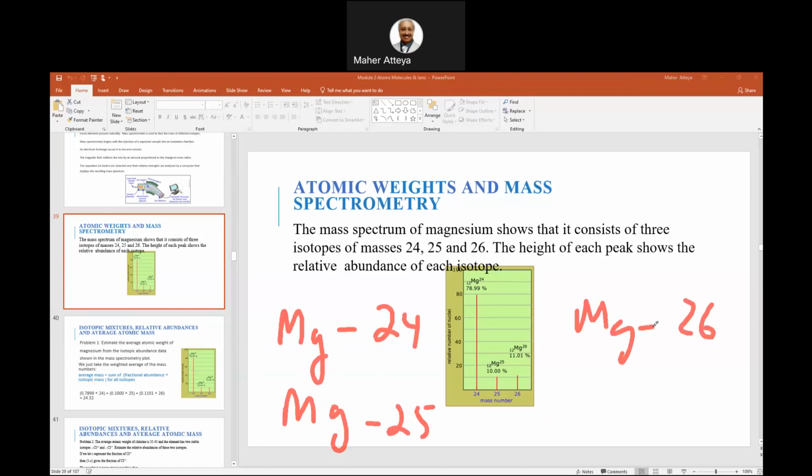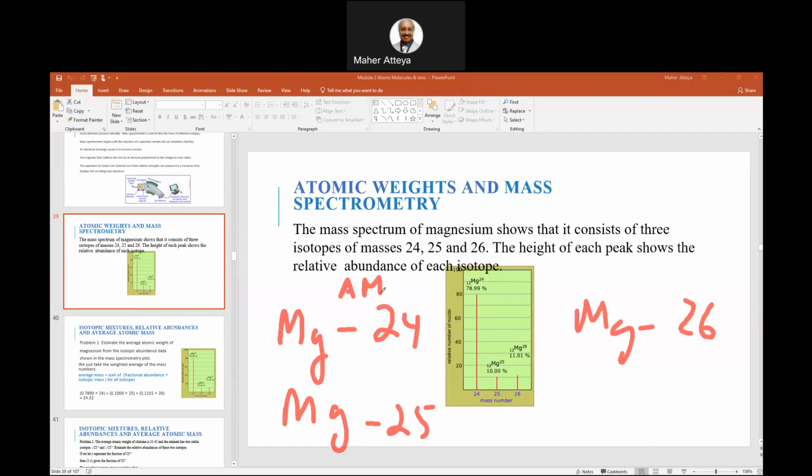The way we write the isotopes: we write the element, then a dash, and then we write the atomic mass. Those are atomic masses, AM. So this is the way we can write any isotope.